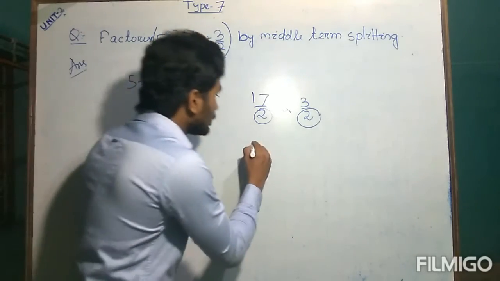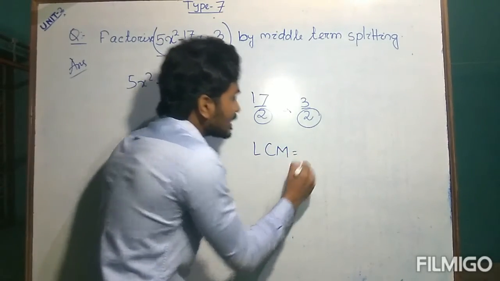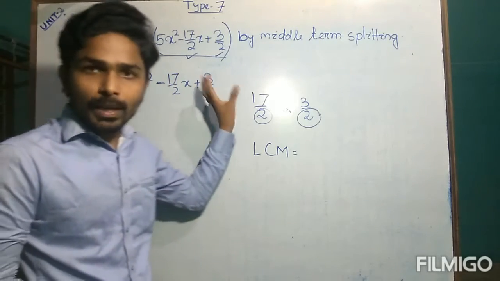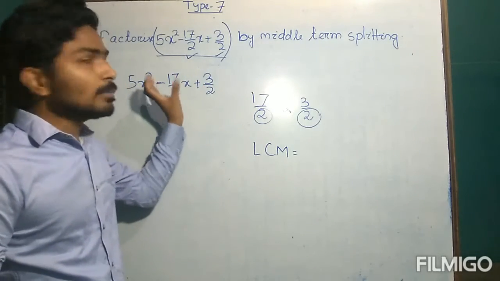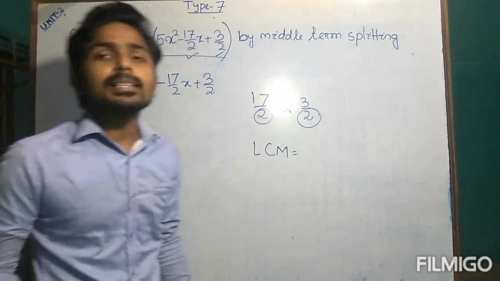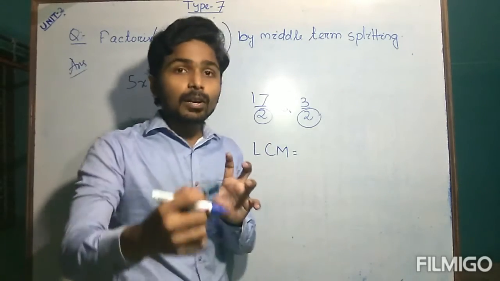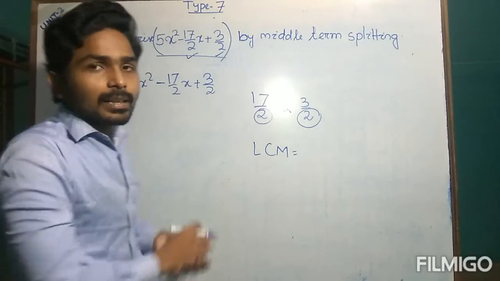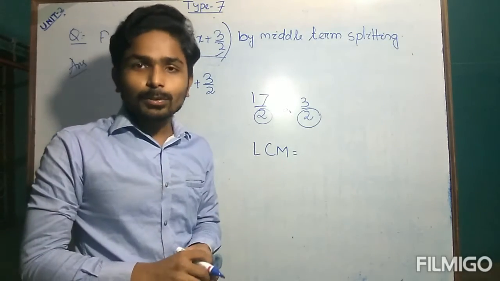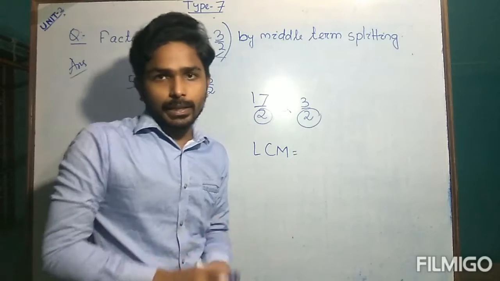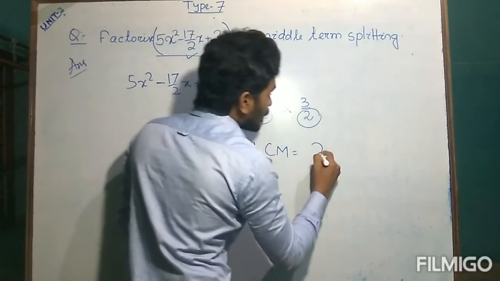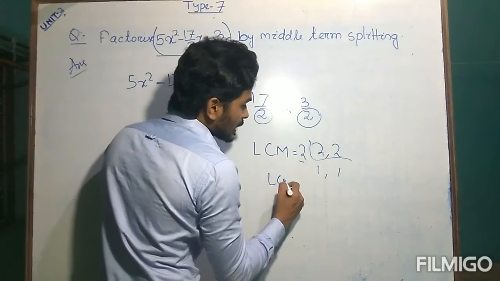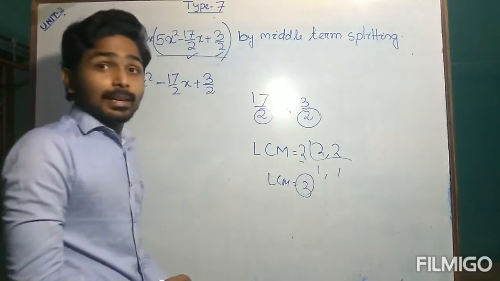Okay, so first we have to find the LCM of their denominators. Always remember, if the quadratic polynomial contains some fractional part, then you have to find the LCM of their denominators. Why? In order to convert this quadratic polynomial with fractional terms into a simple quadratic polynomial, so that we can easily split that middle term. So here the LCM of 2 and 2 is how much? So the LCM is 2. Clear?